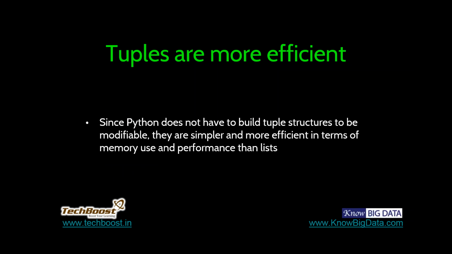Okay, so tuples are more efficient. Why are they efficient? The main reason being, since Python does not have to build tuple structures to be modifiable, and does not have to do much effort on adding, shifting items and rearranging them, they are simpler and more efficient in terms of performance and memory use than lists. Because in lists, if you change any item, it has to rearrange to maintain the integrity of the list. But in a tuple, you don't have to worry about deletion and updating, because those operations are not allowed with tuples.